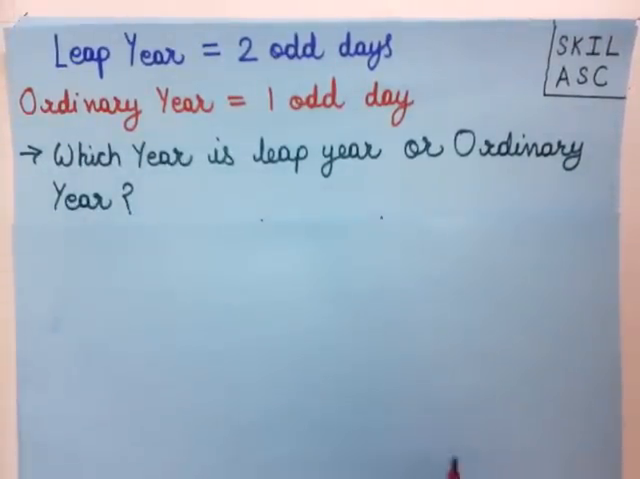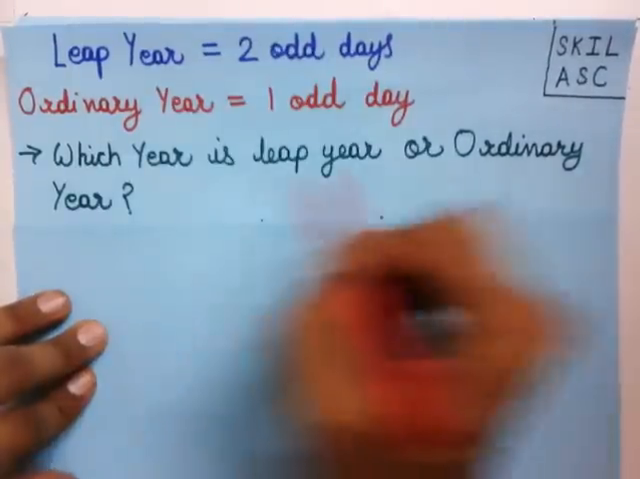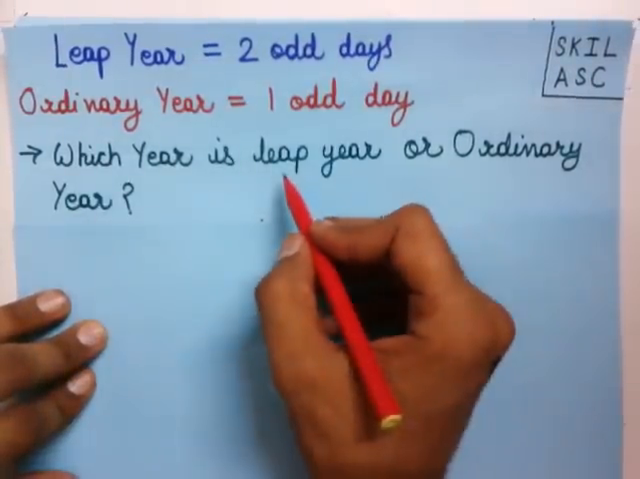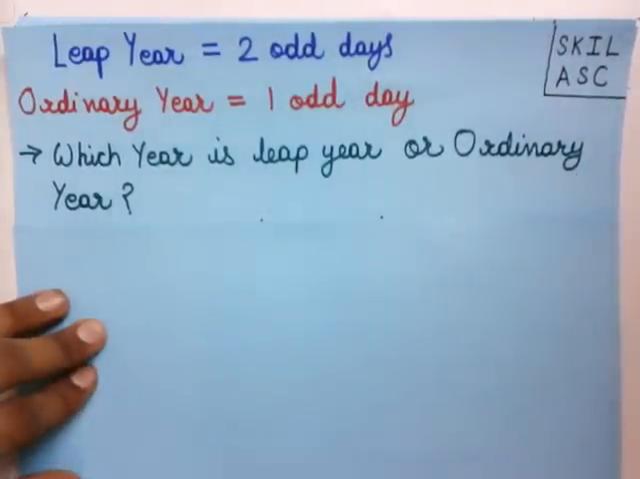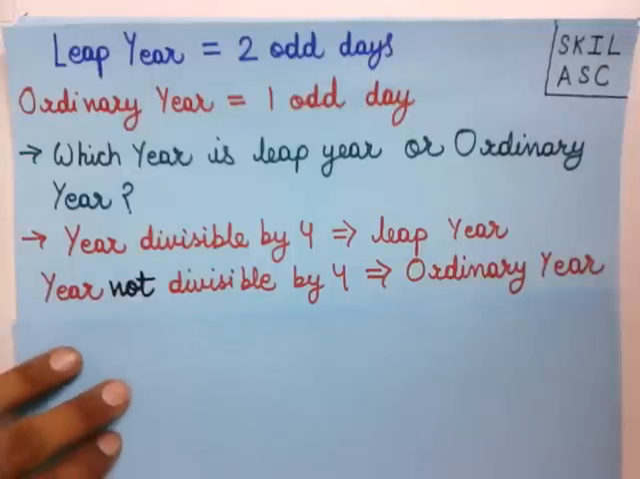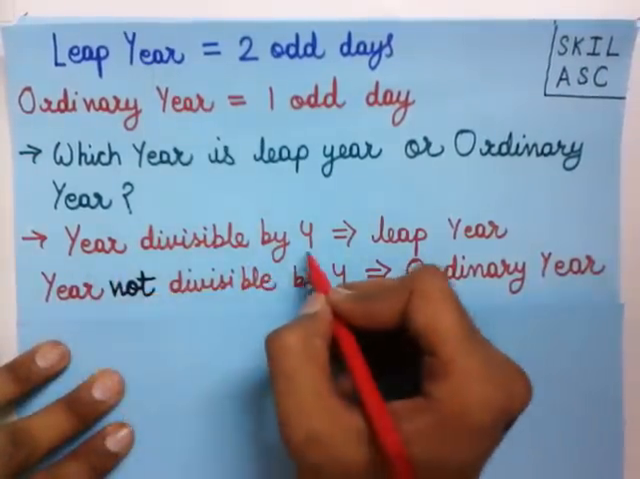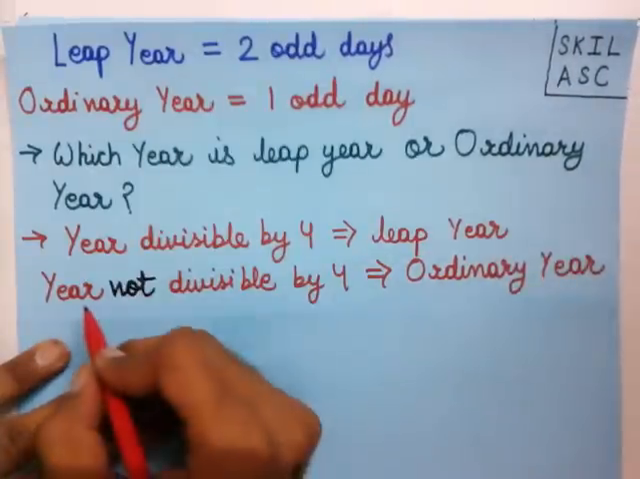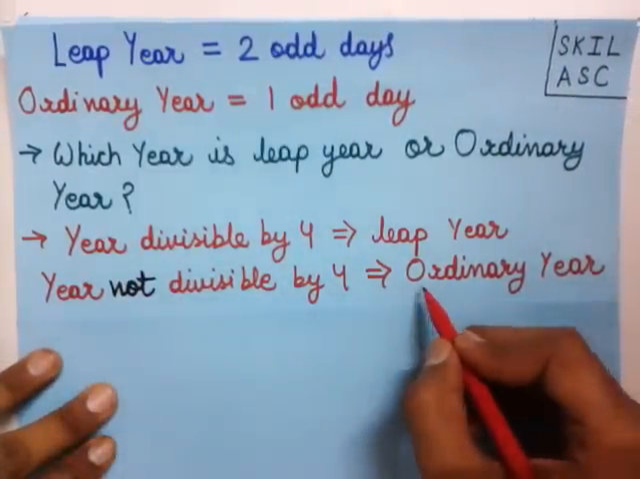Now the next question is, which year is a leap year or an ordinary year? We have to find out. We must be able to know which year is a leap year and which year is an ordinary year. So how to check this? We have 2 points for this. You must remember these two points. If a year is divisible by 4, then the year is a leap year. And if a year is not divisible by 4, then the year is an ordinary year.